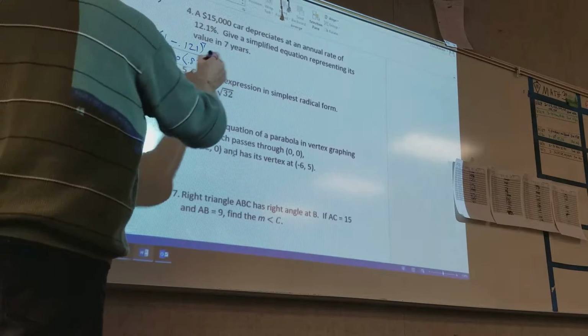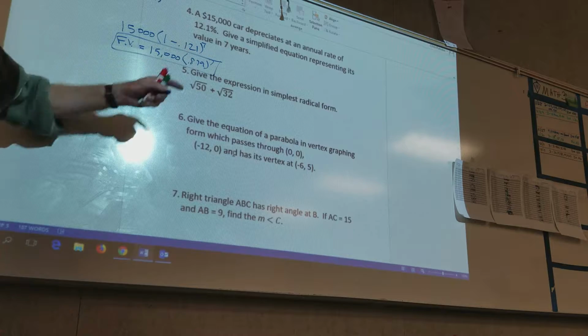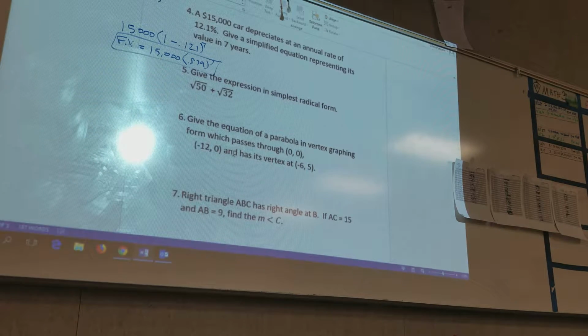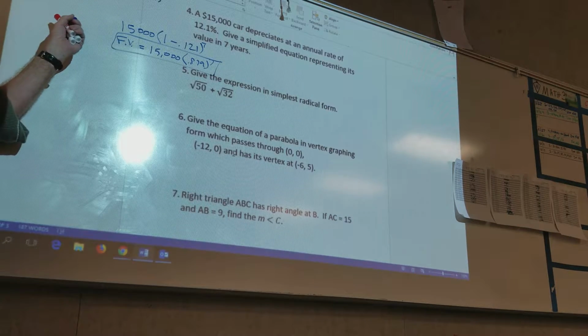This would be your simplified equation representing the value. So you don't even have to solve it? No, just give me the equation, because I have to give you some special calculators to do that. I'm not all that interested in that. Okay, we're good so far? Everybody's got 4 out of 4?